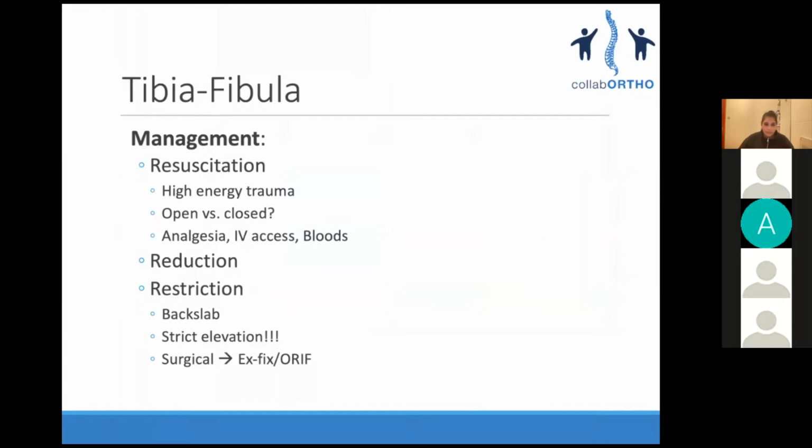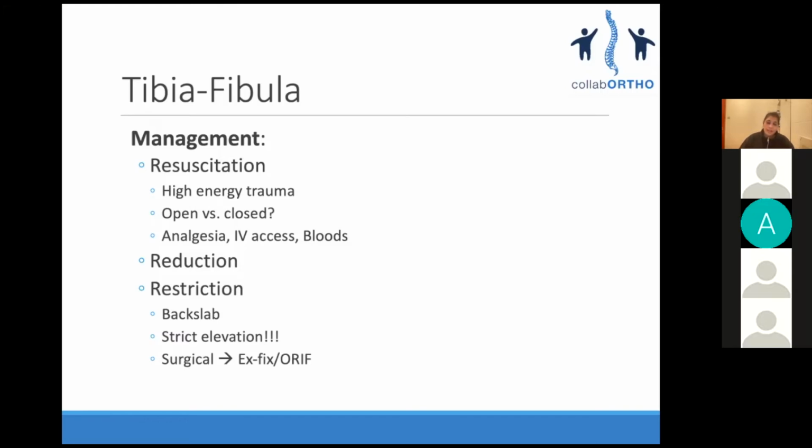So again, as I've been saying before, it's very important to resuscitate. Go through your ATLS protocol, give them analgesia, take some baseline bloods, and assess the limb that's affected. Is it open or closed? Reduce that fracture. So again, inline traction, you want to align those bones together. Whether you put them into a back slab or a splint, either or, it doesn't matter. These fractures are very, very painful, and patients do swell, like with any other fractures, so strict elevation.